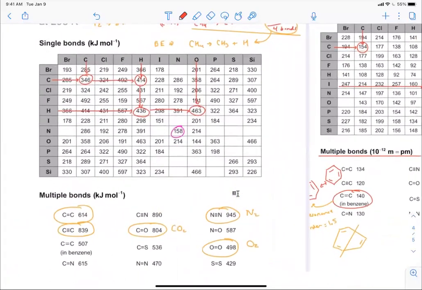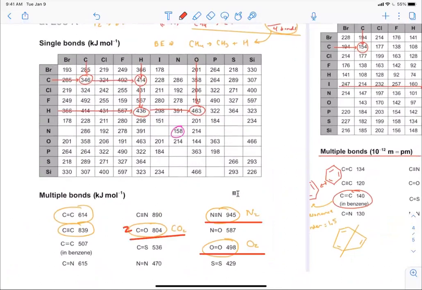Bond enthalpies, same way. Make sure that you're able to A, read this cross table, and B, make sure you're looking at the right bonds. A lot of the time, students make huge mistakes because they forget N2 is a triple bond. They forget O2 is a double bond. They forget CO2 has 2 C double bond O's, you know?